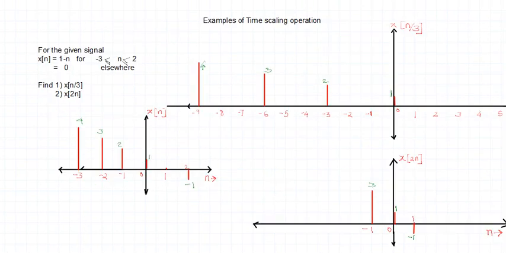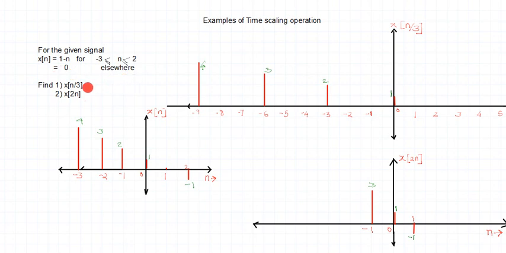Now we'll take an example of a DT signal. A DT signal is given to you here. This is the equation of the DT signal, with which you first have to sketch your DT signal and then do the operations which have been asked of you. So what is the equation given to you? Your signal x[n] is 1 minus n for the time period between minus 3 to 2, and it is 0 elsewhere.